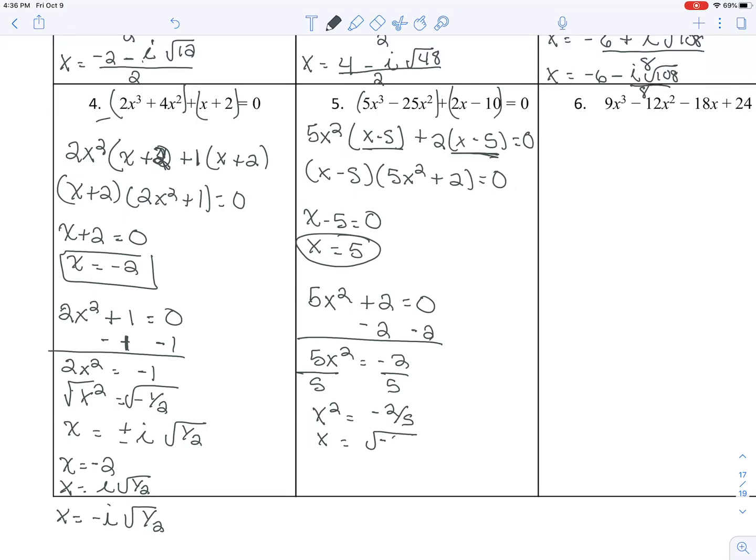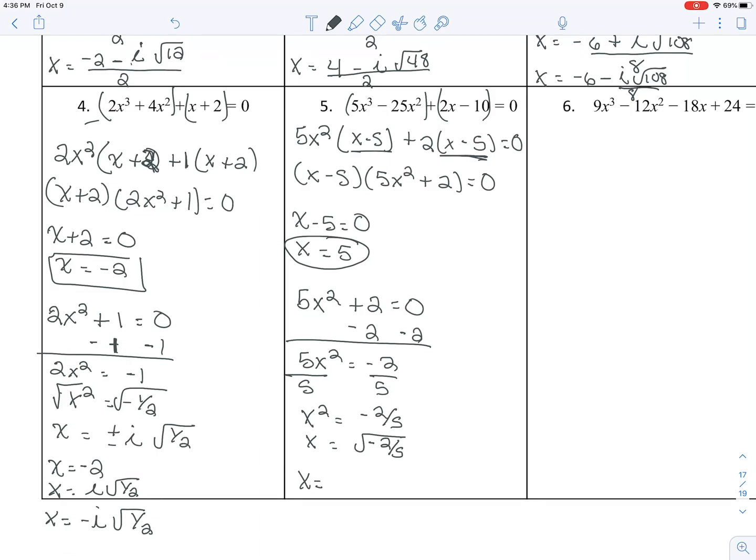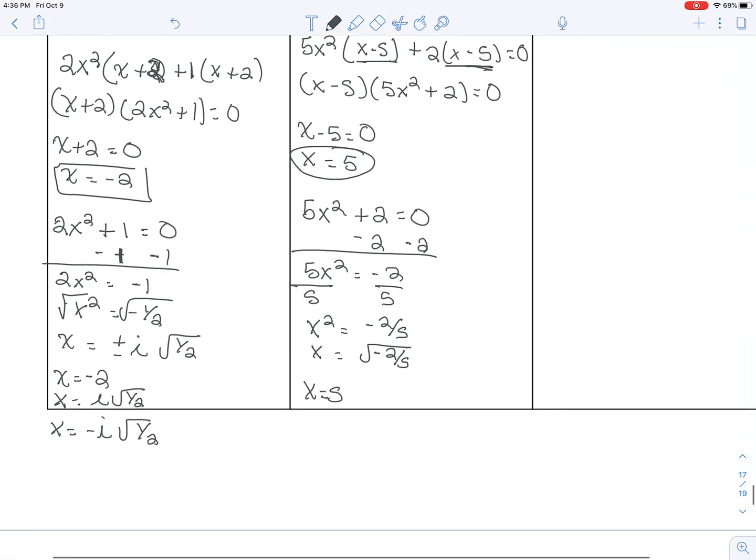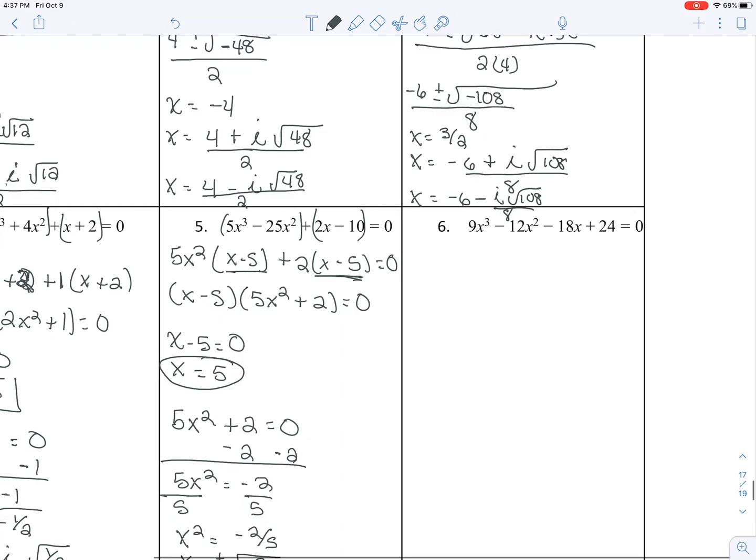And then I'm going to take the square root of both sides. And once again, I see that we have a negative number. So my solutions are x equals 5, and this should be plus or minus. And x is equal to i, the square root of 2/5. And x is equal to negative i, square root of 2/5.